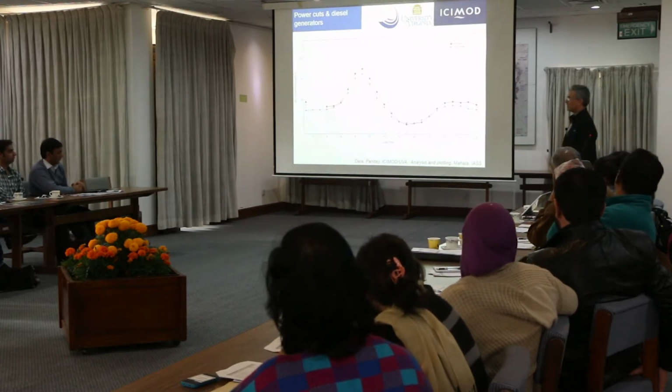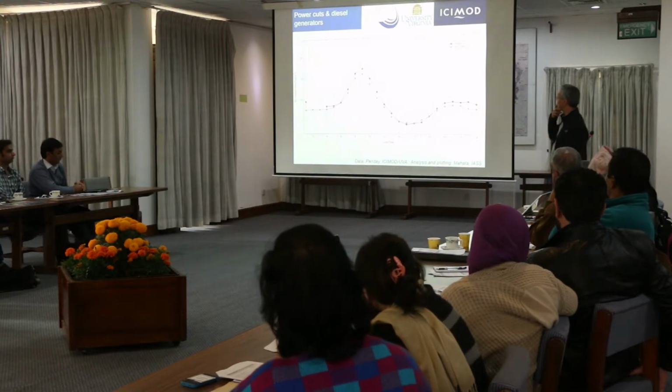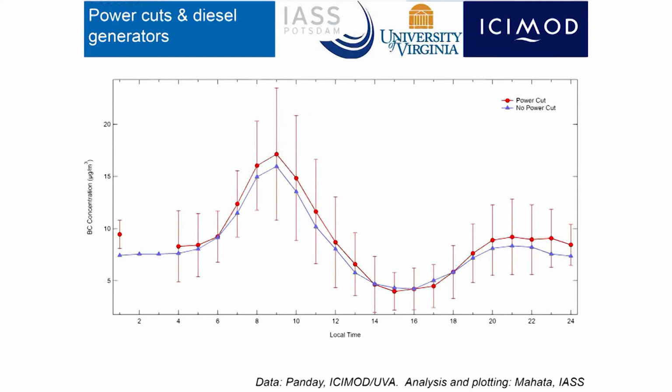Also, looking at black carbon data collected here at ICIMOD, we were comparing data, again over 24-hour periods, from times when there were power cuts and times when there were no power cuts. What happens during power cuts here? Diesel generators get turned on.